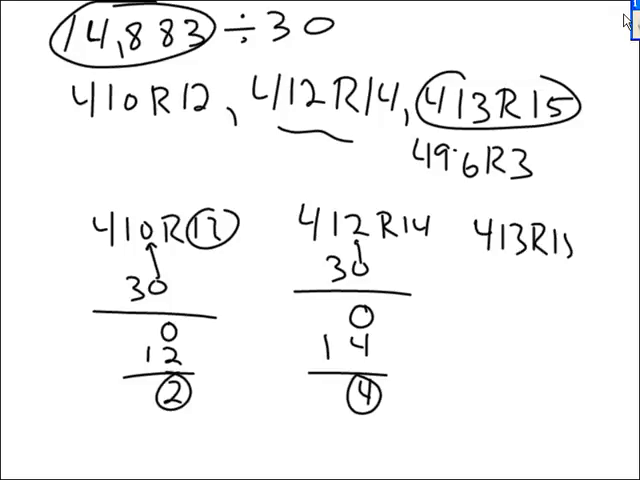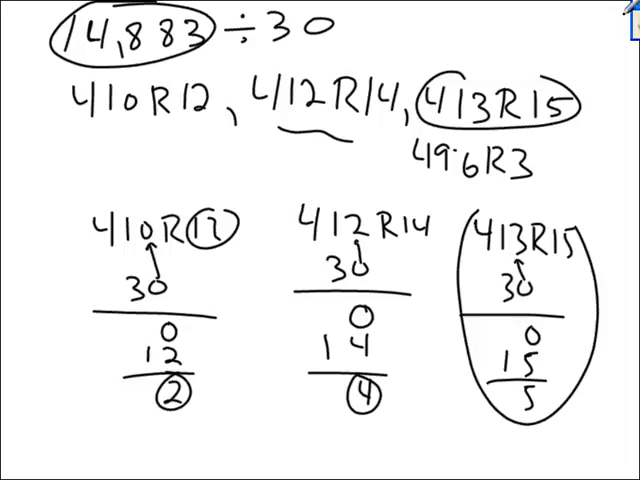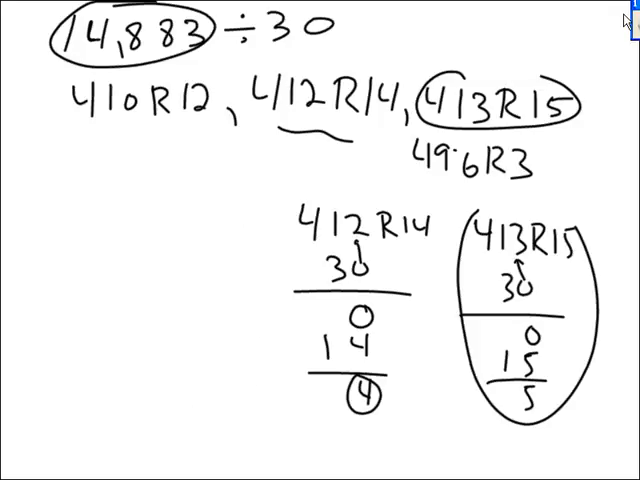413 remainder 15. When you multiply 413 by 30 and add 15, if this is the answer, you need to get 14,883. Well, 0 times 3 ends in a 0. Add 15, it ends in a 5. That one also is wrong. Let us try the last choice, which of course has to work.